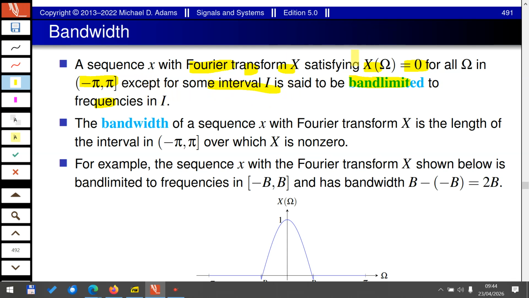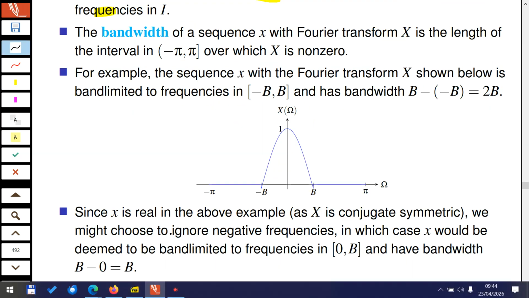And because X is periodic, you don't need to look at the entire axis. When you were looking at CTFT, if you remember, we had X of omega, so we had to look at the entire real axis, right? And we had a different definition of bandwidth. But here we only need to look from minus pi to pi. We don't need to look outside. Why?